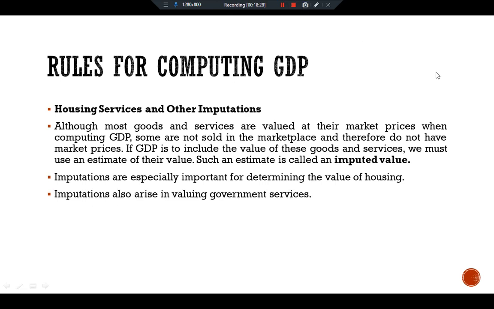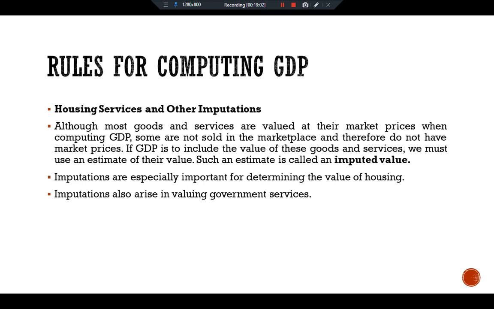Imputation also arises in valuing government services. For example, police officers, firefighters and senators provide services to the public. Giving a value to these services is difficult because they are not sold in the marketplace and therefore do not have a market price. The national income accounts include these services in GDP by valuing them at their cost. That is, the wages of these public servants are used as a measure of the value of their output.